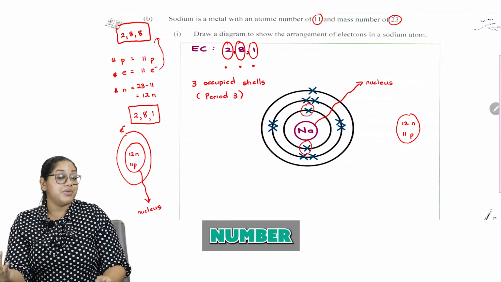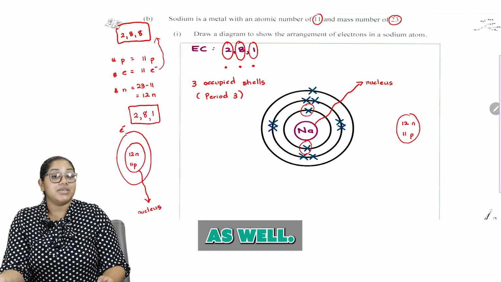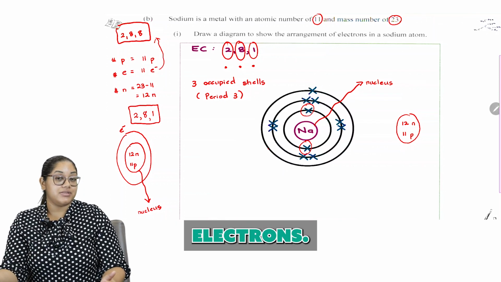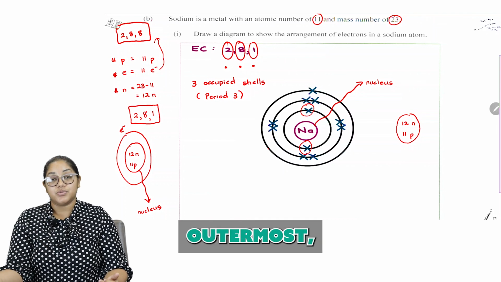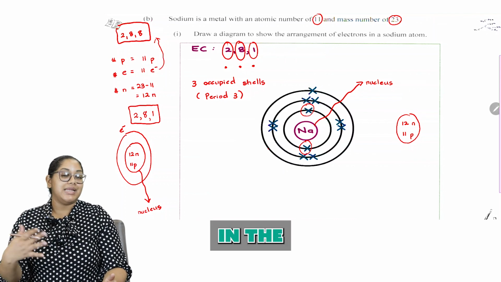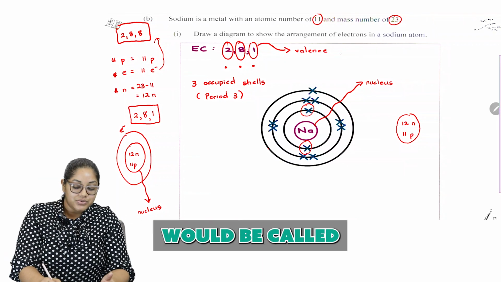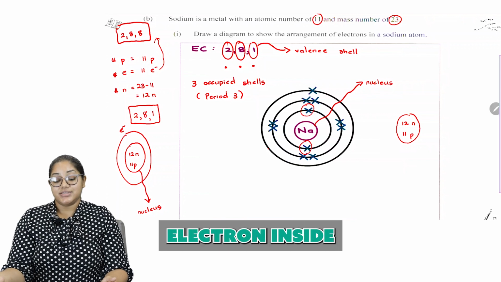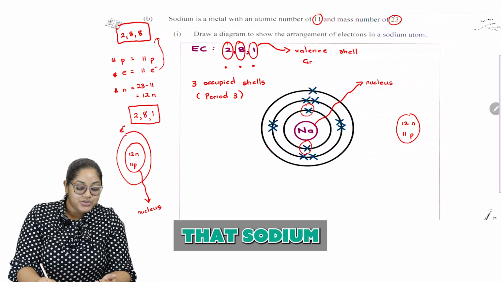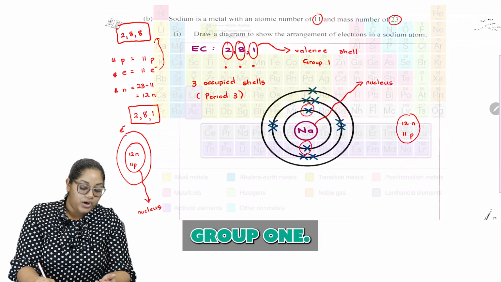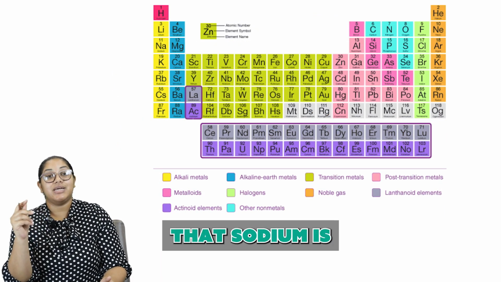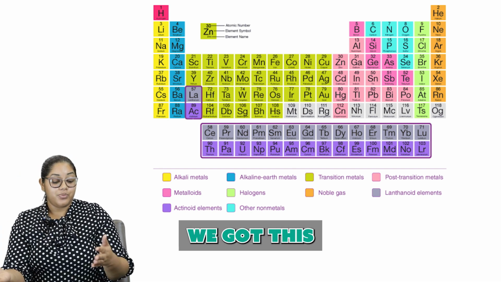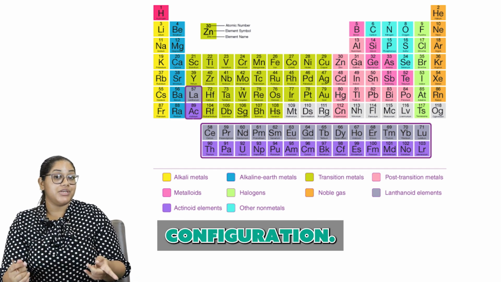You would see that sodium is located in the 3rd horizontal row. We can also get the group number from our electronic configuration as well. Your group number is the number of valence electrons. Valence just means outermost. So it's the number of electrons in the outermost shell. So this would be called our valence shell. Because we just have 1 electron inside of that shell, it means that sodium belongs to group 1. So if you look at a periodic table, you would see that sodium is in the 1st vertical column and the 3rd horizontal row. We got this from our electronic configuration.